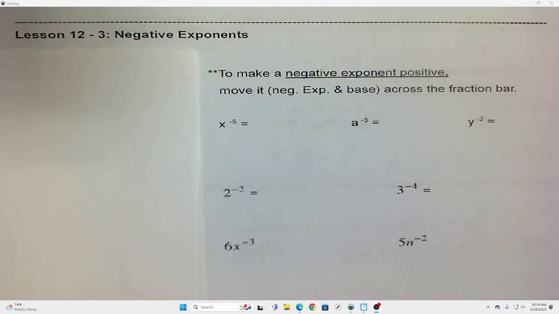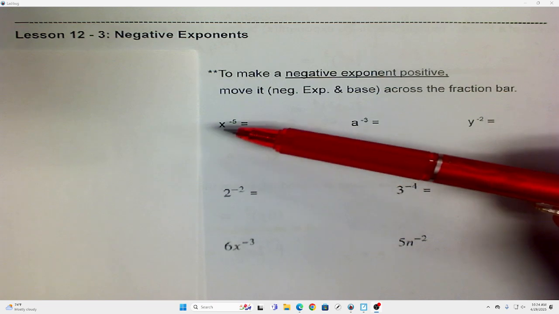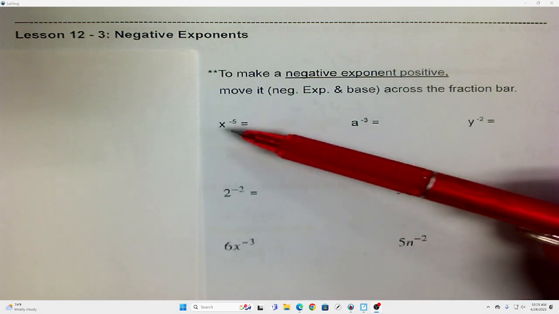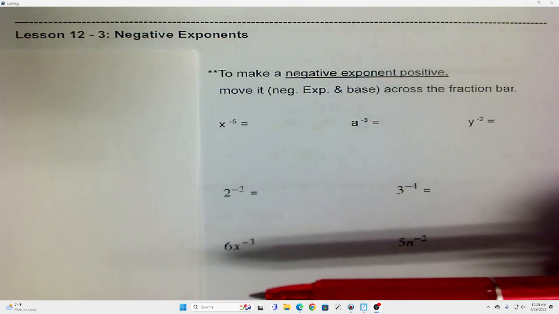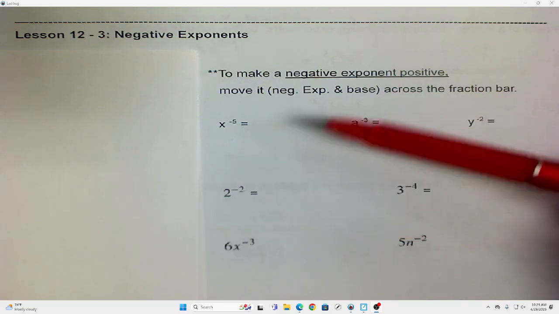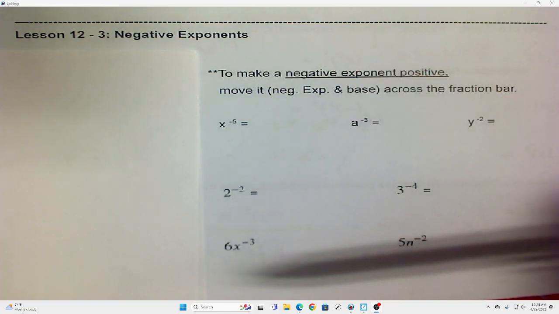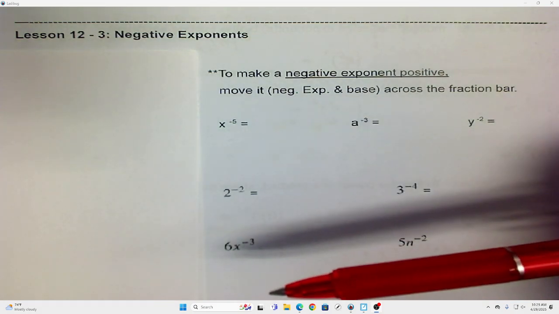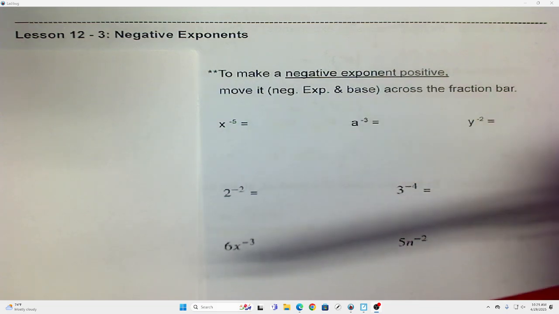Let's take a look at negative exponents. And the first thing that you have to understand is that we never want to have an answer with a negative exponent in it. So after you've done all of your work and you see that your answer has a negative exponent in it, this is what you need to do. Move it across the fraction bar. If you don't see a fraction bar, like these right here, then come right over here and make a fraction bar.